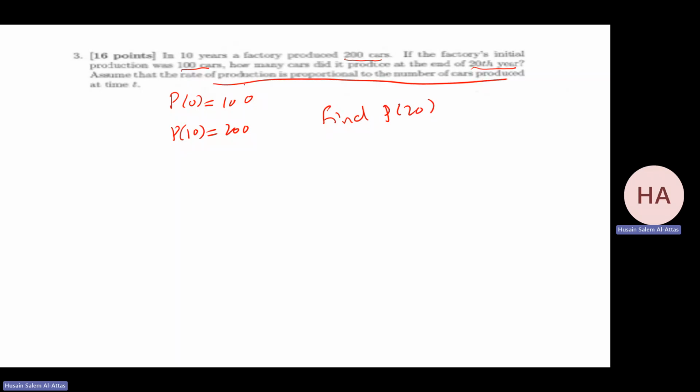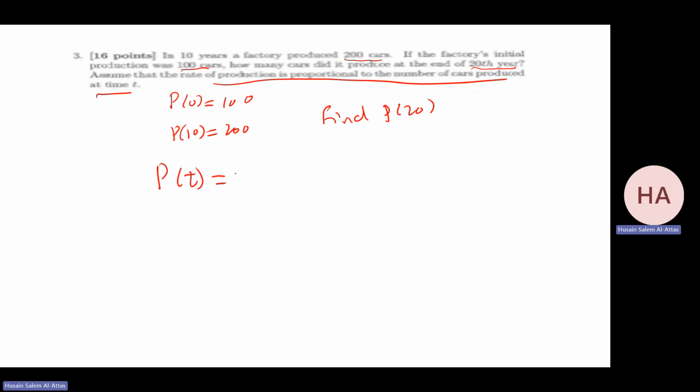A factory produced 200 cars in 10 years. A factory initial population was 100. So P at 0, 100. P at 10, 200. How many cars did it produce at the end of 20th year? Find P at 20. And he gives you this information, so you have that relation.